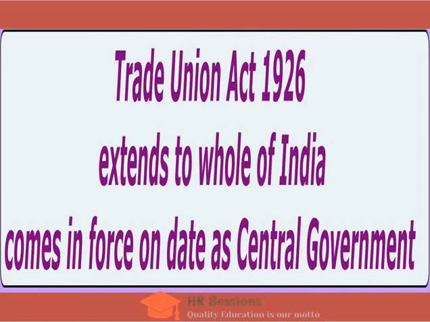The Trade Union Act legalizes the formation of trade unions by giving people the right to form and organize unions. It also permits any 7 people to form a union and get it registered under the Trade Union Act 1926. The Act extends to the whole of India, and came into force on the date notified by the central government in the official gazette.